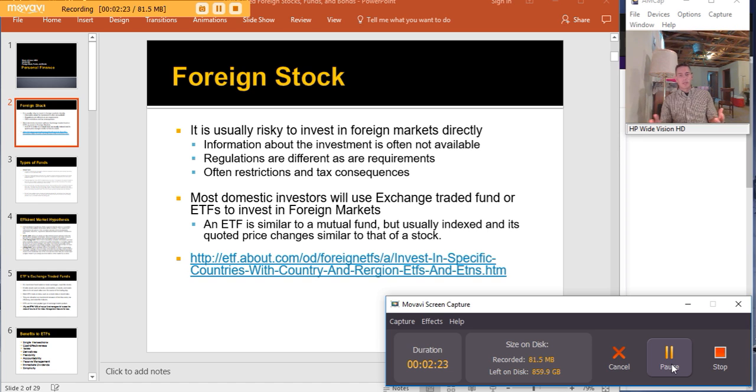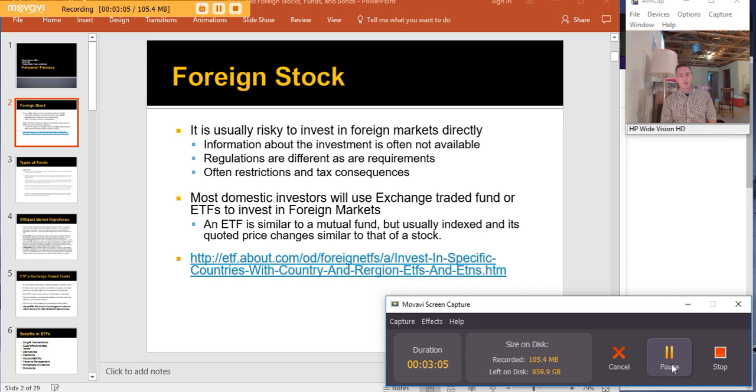Most domestic retail investors, instead of doing that, will use what's called an exchange traded fund, or ETF, to invest in a foreign market. If you Google foreign market ETF list, if you want to do that now, it'll come up with a bunch of different ticker symbols for all these different funds that are invested in foreign markets. So if you think Japan's market is going to really take off for whatever reason, then you could find a ticker symbol or fund to invest in that market.